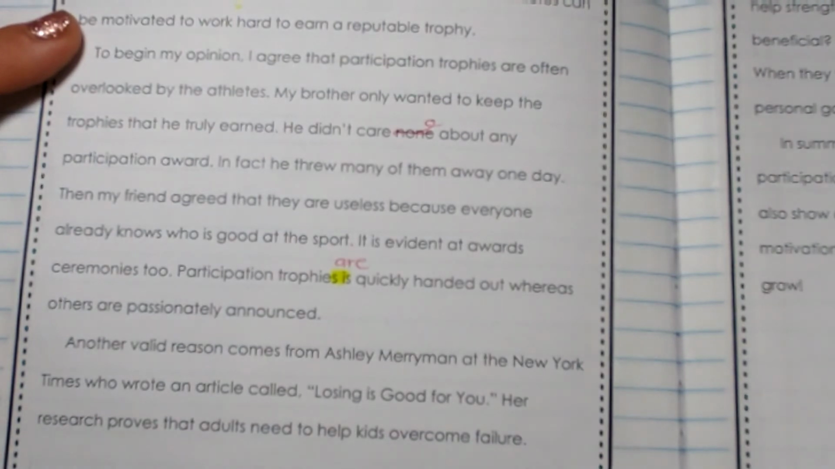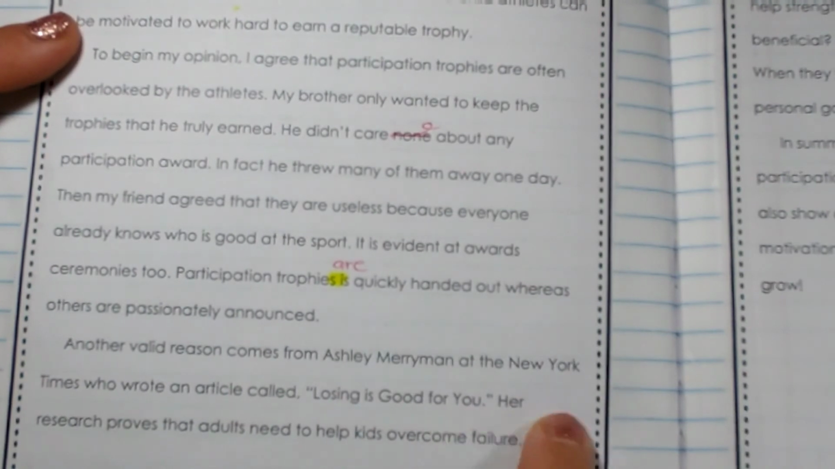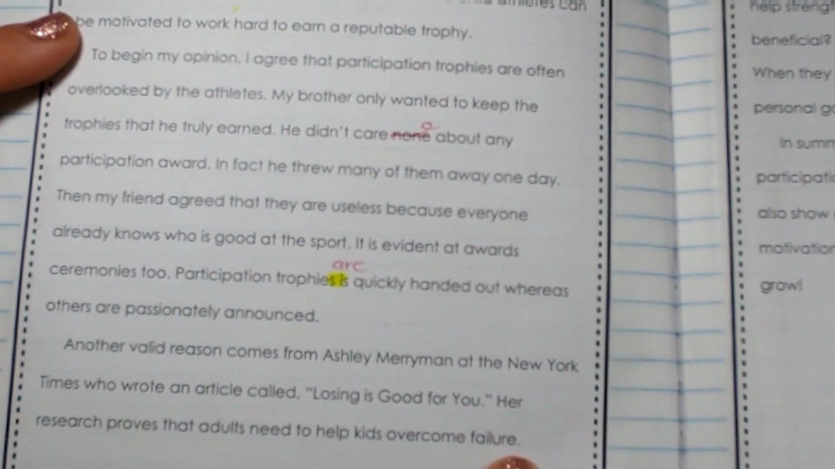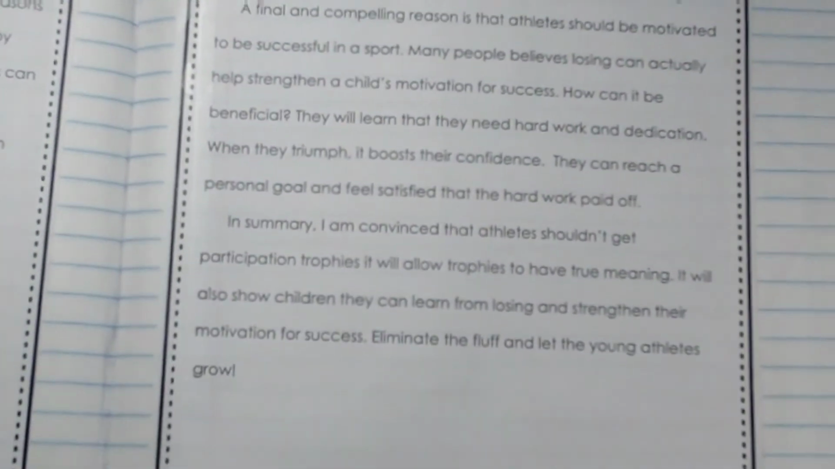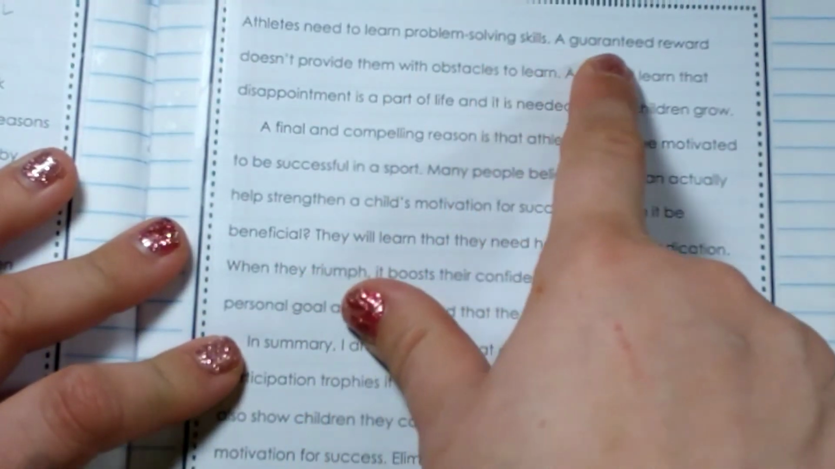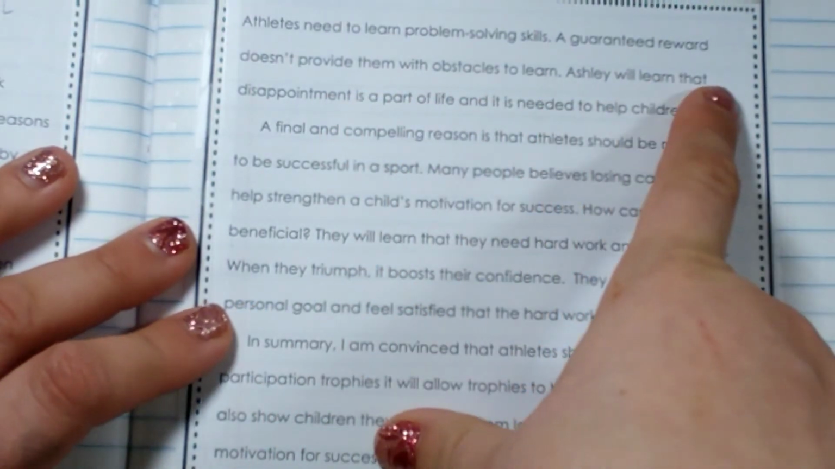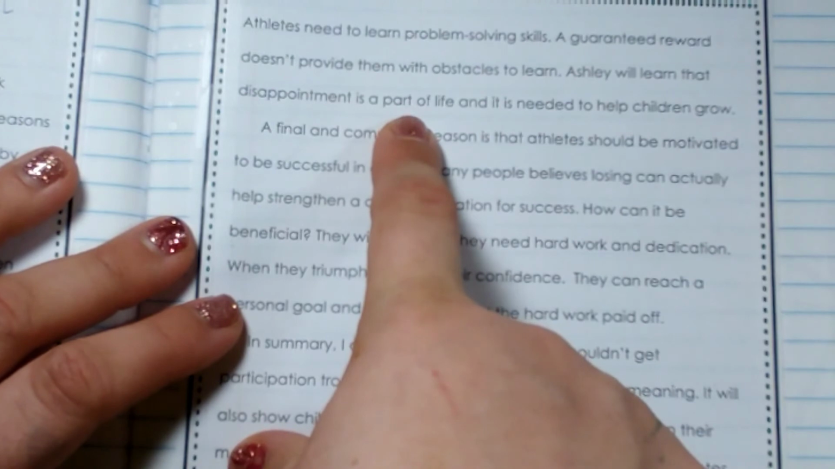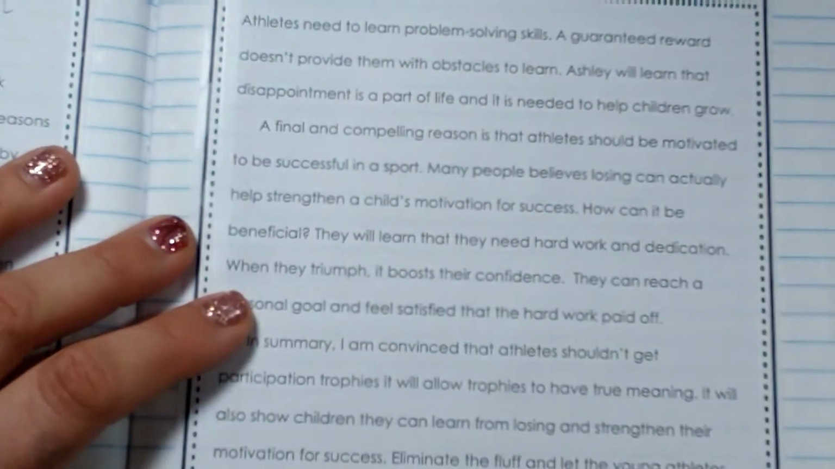Another valid reason comes from Ashley Merriman of the New York Times, in an article called Losing is Good for You. Her research proves that adults need to help kids overcome failure. Okay, that looks good. All right, let's go to the next page. Athletes need to learn problem-solving skills. A guaranteed reward doesn't provide them with obstacles to learn. Ashley will learn that disappointment is a part of life.